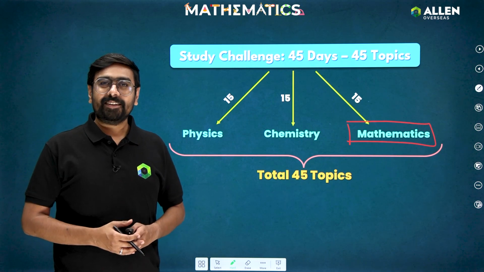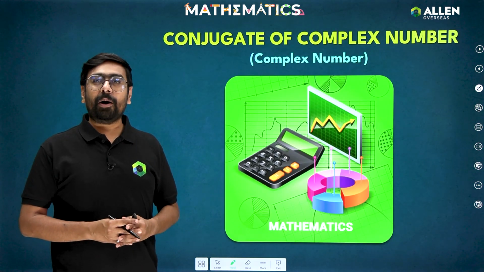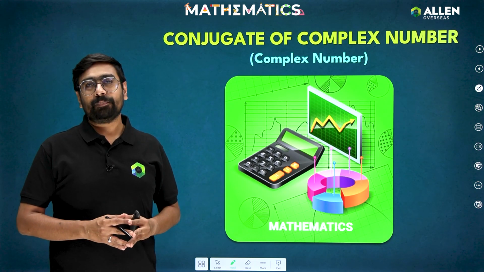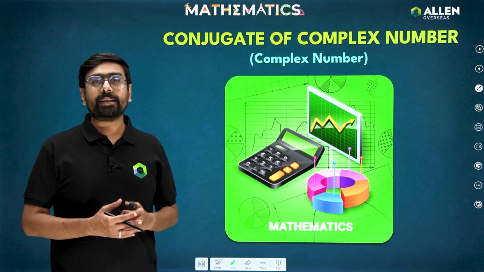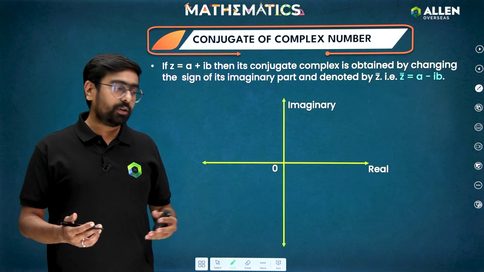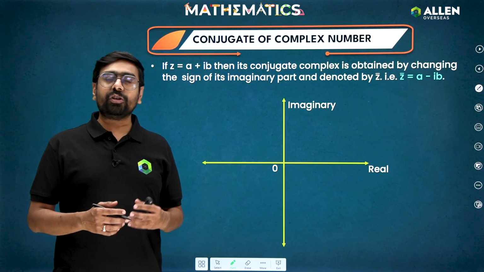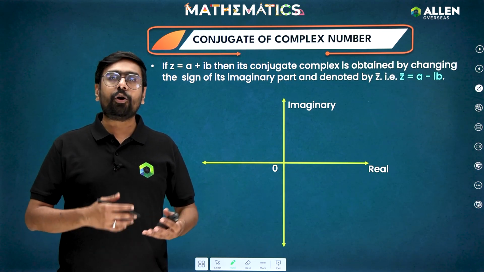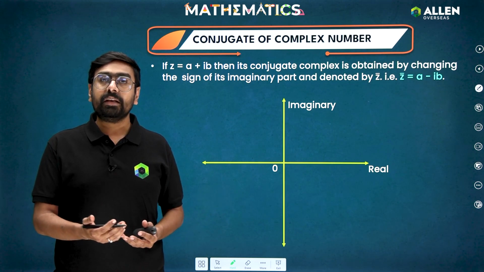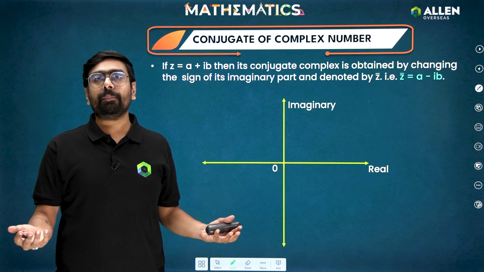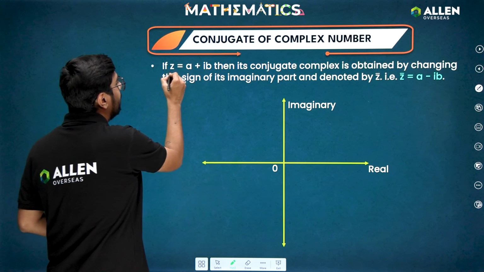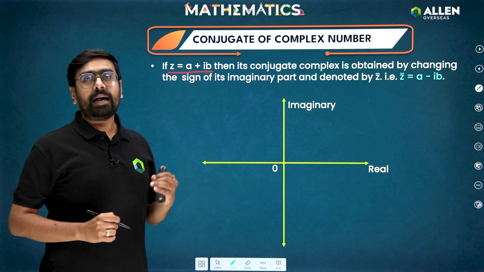So let's start. Today we are going to discuss a concept called conjugate of a complex number, which comes from the chapter complex numbers. So what is a complex number? Before starting on the conjugate, a complex number is just those numbers which cannot be represented on the real number line. They are represented on the imaginary number plane. And generally every complex number is of the form a plus ib.